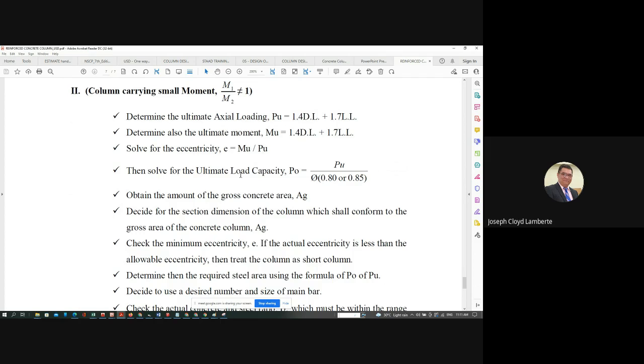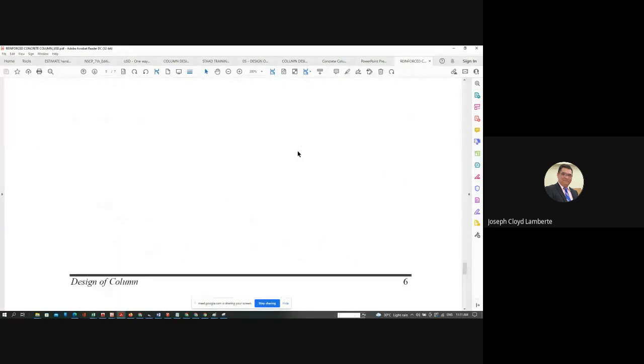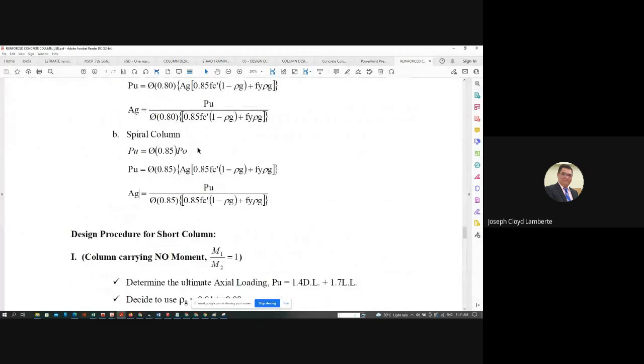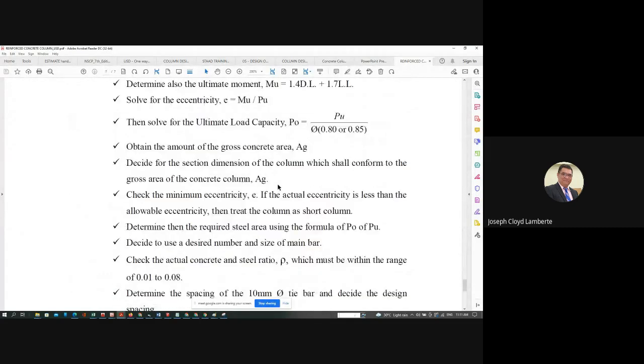Solve for the ultimate load capacity, PO over this one. Obtain the amount of gross area, AG. So again, magamit ta ni dito kanina, ha. Obtain the amount of the gross area. Decide the section. Decide the section of the column which shall conform to the gross area.